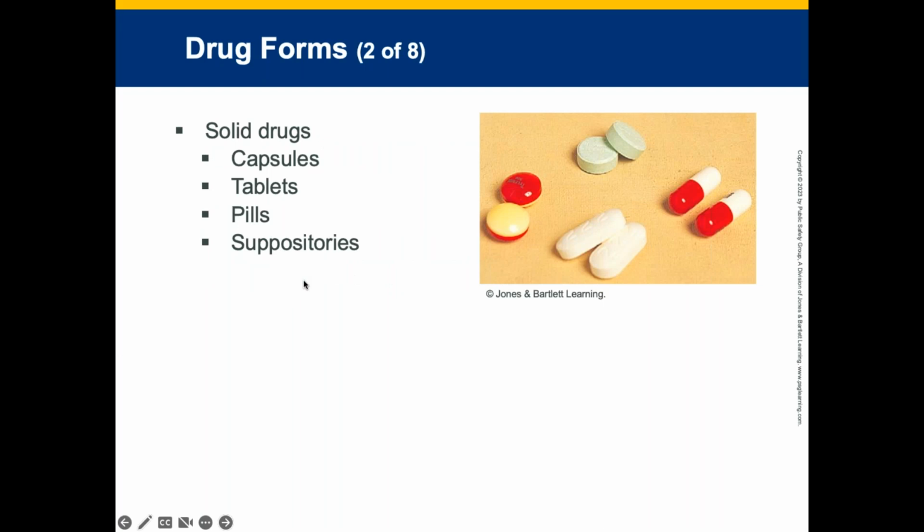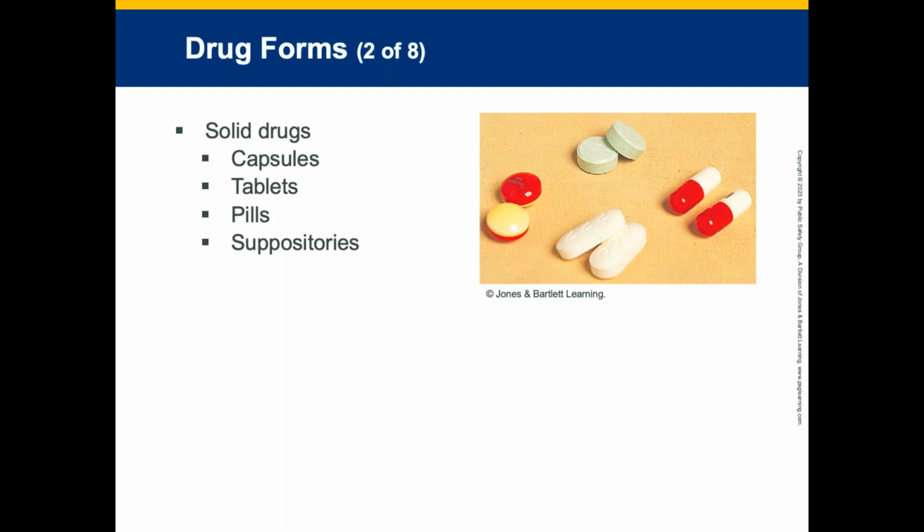So solid drugs, as you can see here in the picture, pills. So capsules, tablets, pills, and suppositories. Most medications are given by mouth to adult patients, in a tablet or capsule form. Capsules are a gelatin shell filled with a powder or liquid substance inside of it. Tablets often contain other materials mixed with the medication and compressed under high pressure. Some dissolve very quickly in small amounts of liquid. Some take a little bit longer.